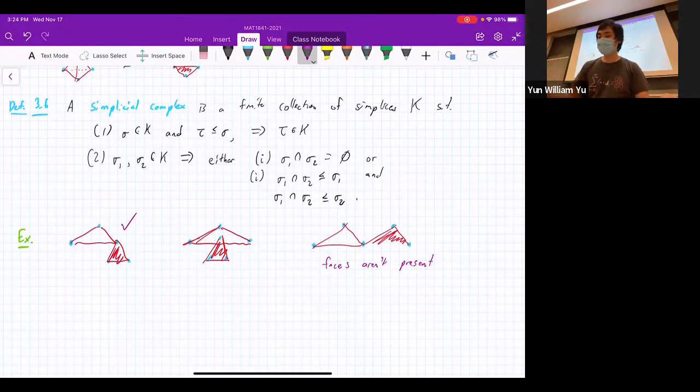What about this one here, the middle one? Yes, so it violates condition two because it has some intersection that isn't a face. If you look at, say, the simplex that's this line here and this two simplex here, those intersect. But the intersection there is some line segment that isn't one of your simplices. So this violates condition two.